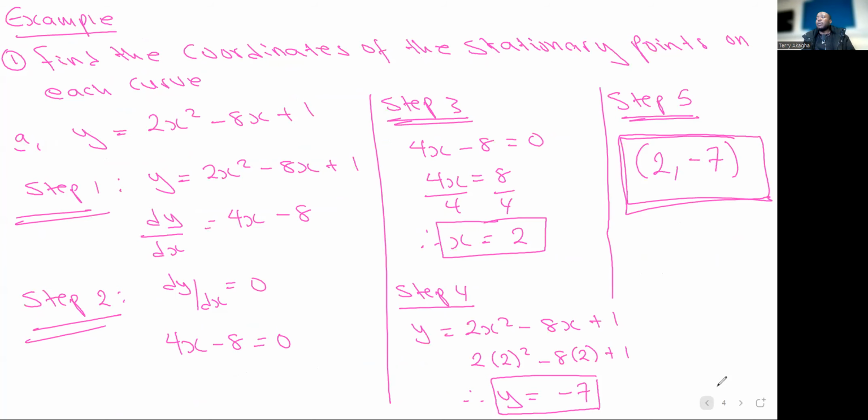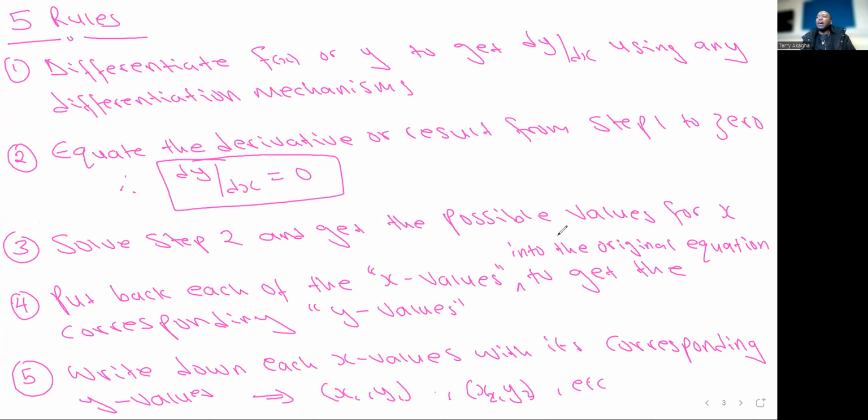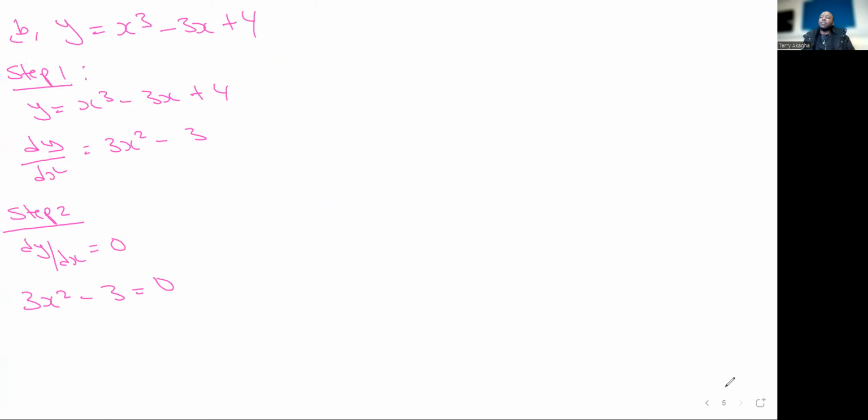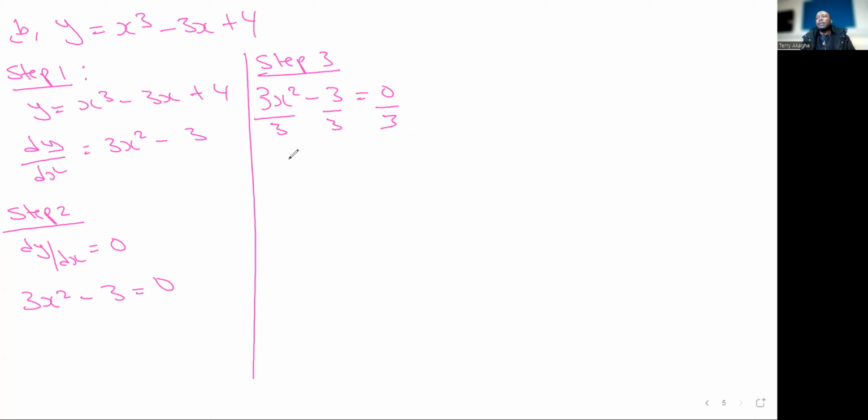All right, so we're done with that. Step 3, we then have to solve to get the possible values for x. All right, let's go. Step 3 now, we need to find x. So step 3, we are having 3x squared minus 3 is equal to 0. I can simplify this by dividing both sides by 3 to make it easy. And we have x squared minus 1 is equal to what? 0. And you can see now we have a quadratic equation and we need to factorize this.